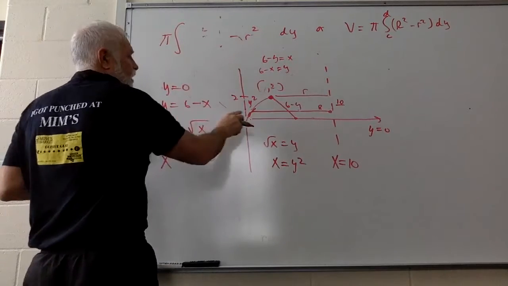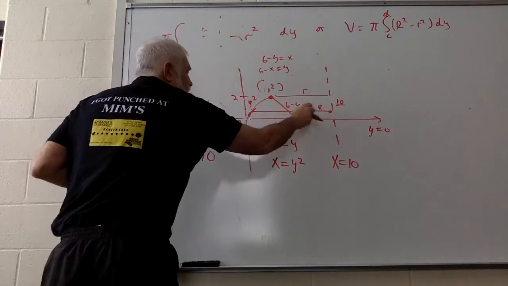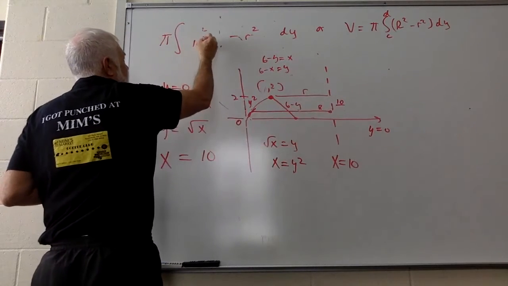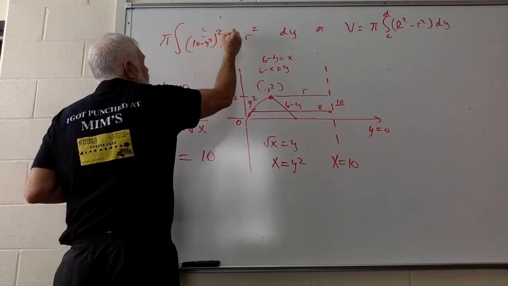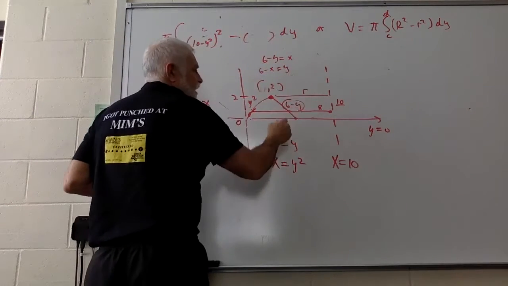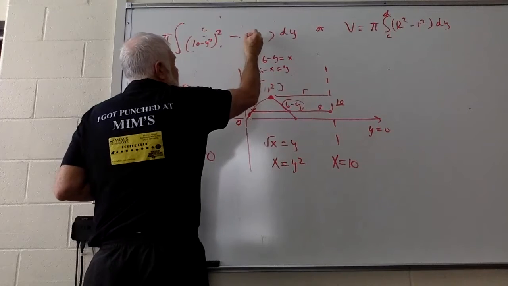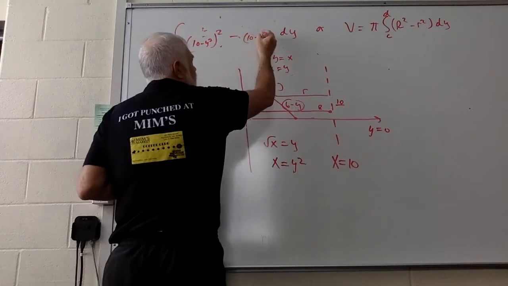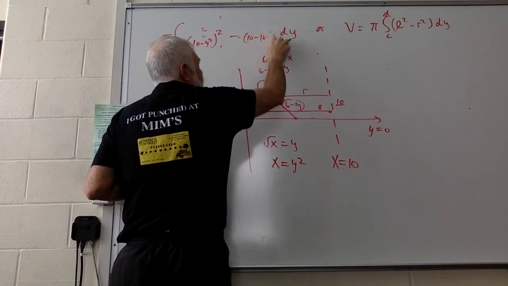This is what you should have had. Big R, 10, right minus left. 10 minus y squared, there's your big R, minus little r. Little r is the inside edge. 10 minus 6 minus y. Again, this is one you got to put in parentheses.